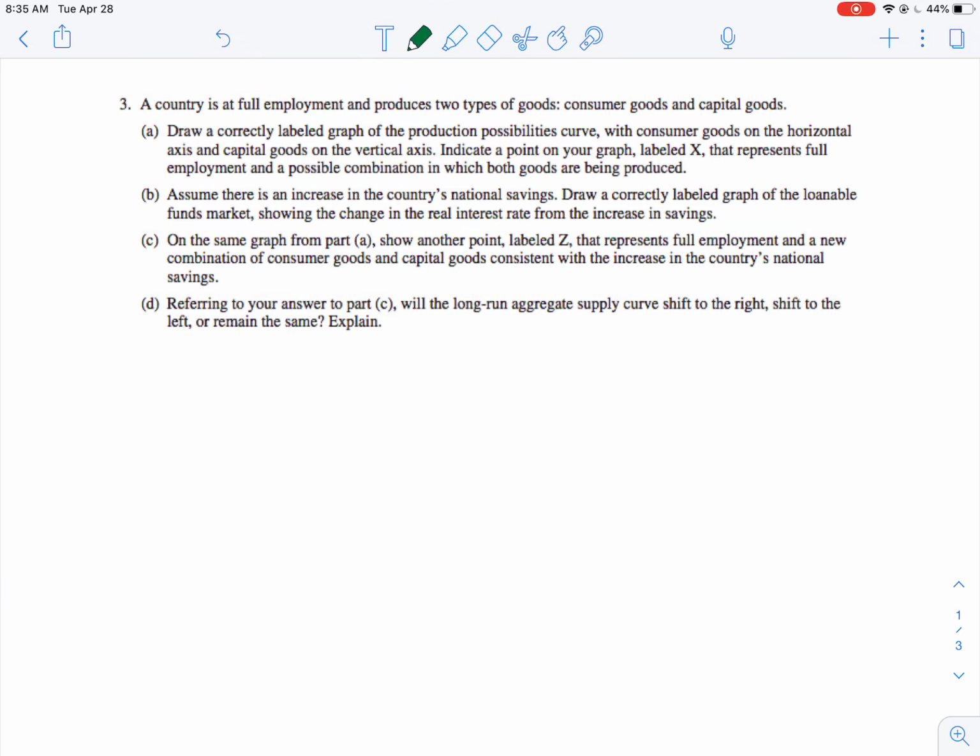All right, everybody, let's talk a little bit about employment and the loanable funds market. Okay, so we're talking about a country at full employment that produces both consumer and capital goods. So this is just a typical PPC, what you've seen a bunch of times. So part A, we have to draw a correctly labeled graph of the PPC.